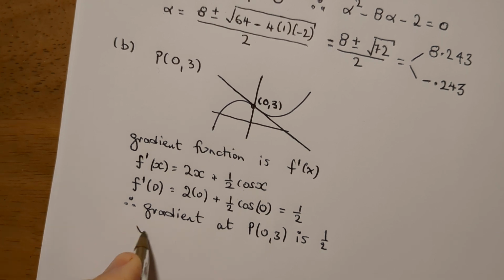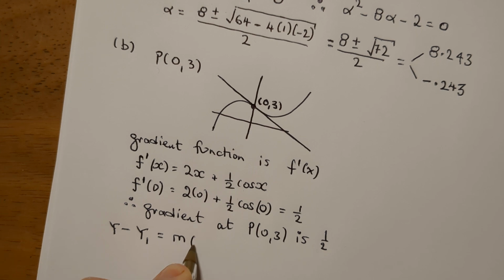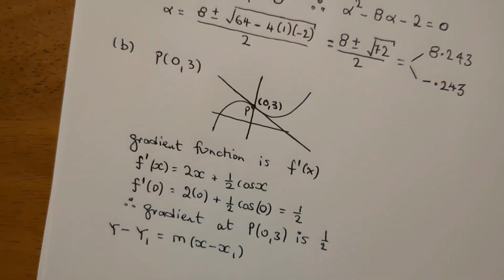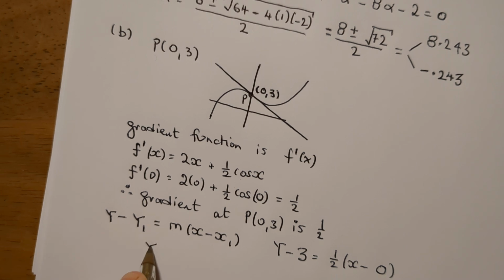I'm going to use the formula y minus y1 equals m times x minus x1 to find the equation of the tangent at this point P. It would simply be y minus 3 equals a half times x minus 0. Or in other words, y equals a half x plus 3. And that's the answer.